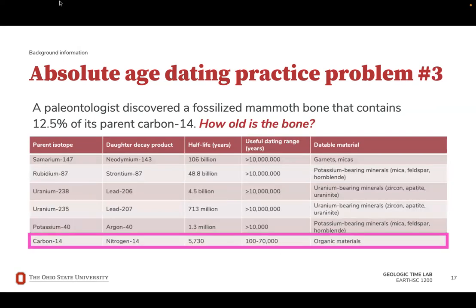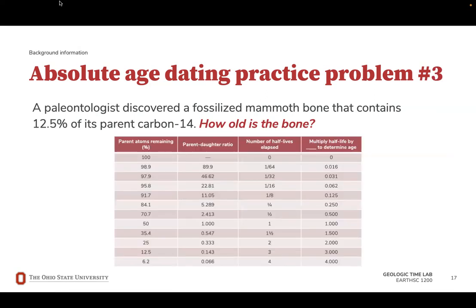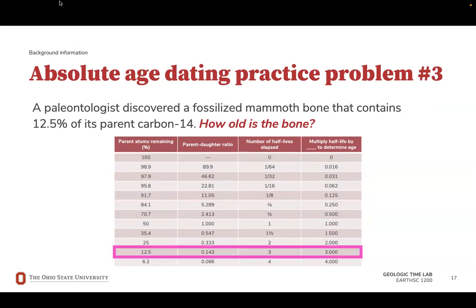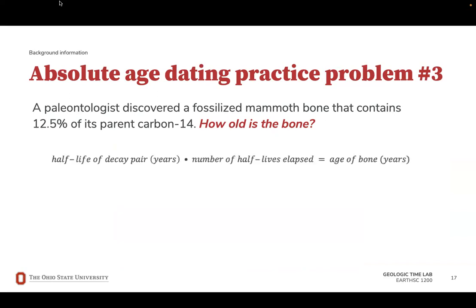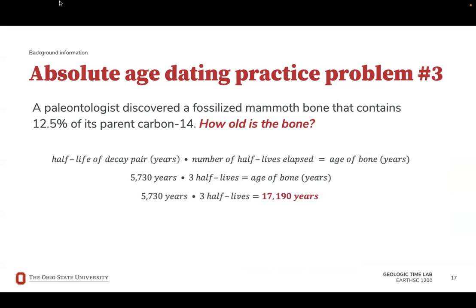which is 5,730 years. Next, we'll use the second table to find the number of half-lives that have elapsed based on the 12.5% of remaining parent atoms, which is 3. We can then multiply these two numbers to find that the fossilized mammoth bone is approximately 17,190 years old.